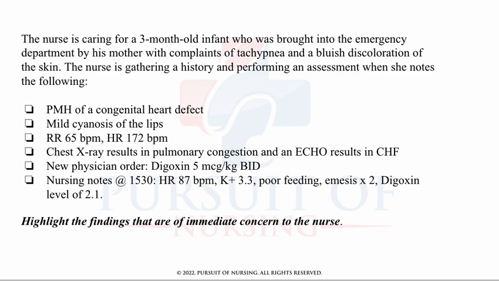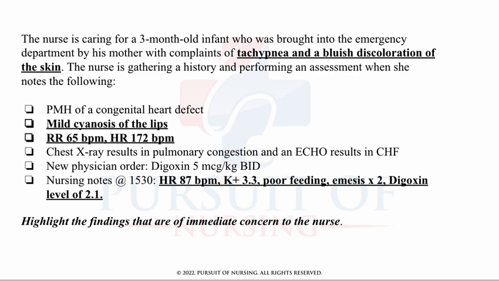Now, this all happened sometime in the morning. There are nursing notes at 3:30 in the afternoon. Now the heart rate has dropped to 87. A potassium is noted to be 3.3. The infant is experiencing poor feedings, had 2 episodes of emesis, and a digoxin level comes back at 2.1. So I want you to highlight the findings that are of immediate concern to you as the nurse right now.